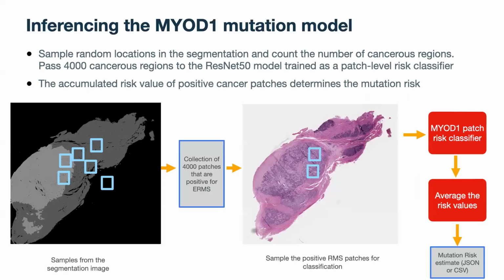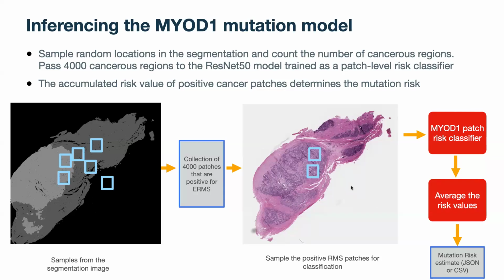During inferencing of the model, here's what we did. We took the segmentation, we sampled 4,000 patches out of the output of the segmentation model until we had 4,000 patches that were positive for this cancer, and passed all those through our trained MyoD1 ResNet, and averaged that risk value out to come up with a risk value for the overall slide. So the random sampling in there tries to address the multiple instance learning issue and the fact that a little bit of cancer wouldn't be enough to train this. We took the average and thresholded our average.